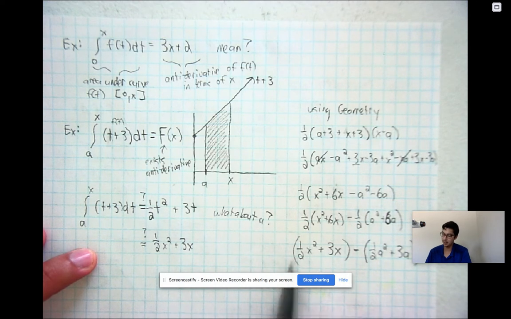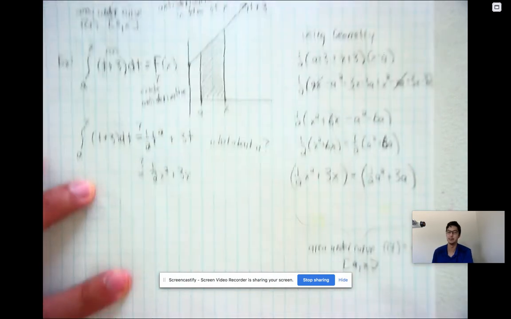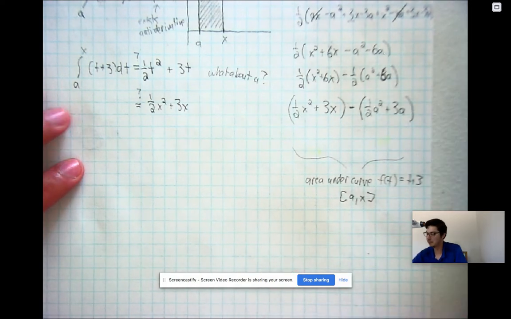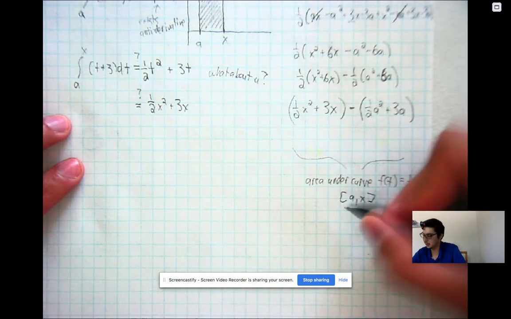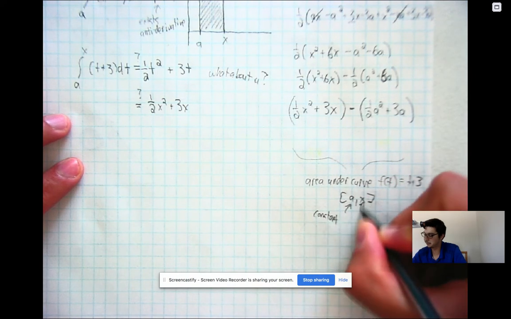And this, again, is the area under the curve f of t, which was represented by t plus 3, on the interval a to x, two random bounds. Okay, well, x being a variable, so this being a constant and x being a variable.